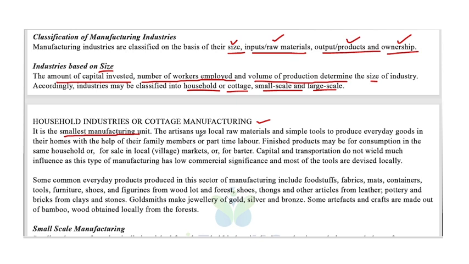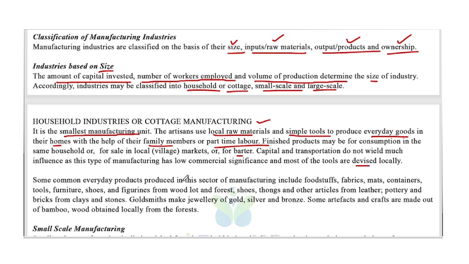Okay, so the artisans use local raw materials and simple tools to produce everyday goods in their homes with the help of their family members or part-time labor. Finished products may be for consumption in the same household, or for sale in local village markets, or for barter. Capital and transportation do not wield much influence on these types of manufacturing, which has low commercial significance, and most of the tools are devised locally.